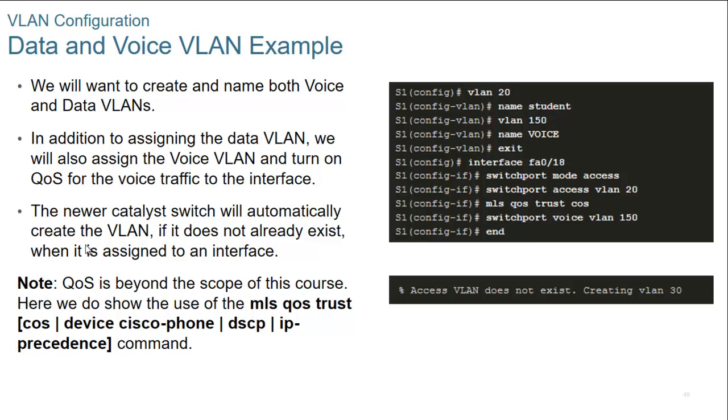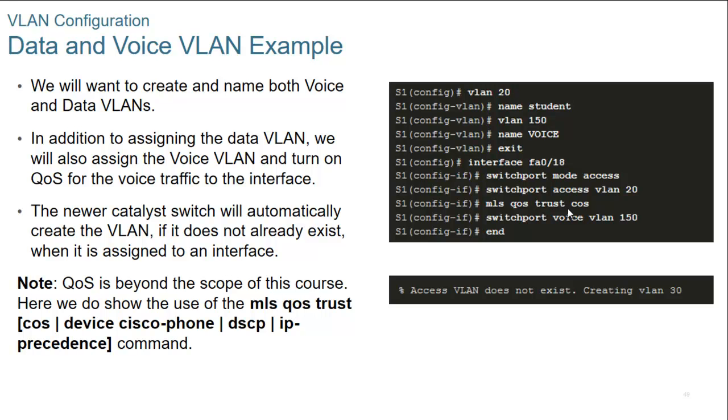We want to give the voice VLAN a name. So again, vlan 150, name voice. In addition to assigning the data VLAN, we will also assign the voice VLAN and turn on the quality of service for the voice traffic in the interface. So here, for an example, we created the voice VLAN, and then we created the quality of service. We assigned the quality of service to that particular interface. Quality of service is beyond the scope of this course.